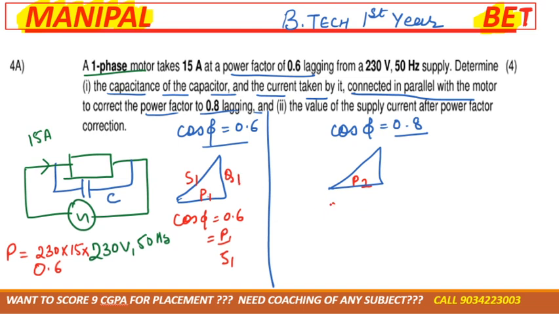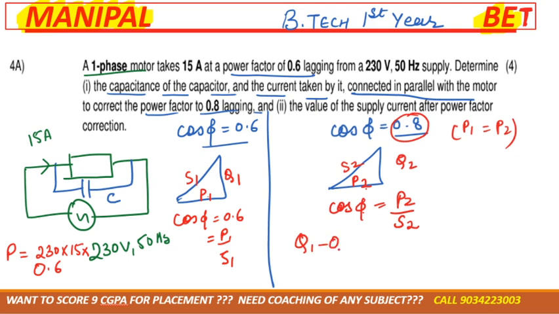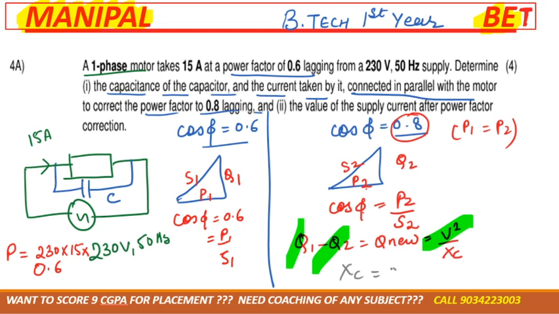Similarly, cos phi is equal to P2 by S2, and P1 is equal to P2. So cos phi also, that is 0.8. Get S2, Q2. Then again you will do Q1 minus Q2 is equal to Q new, that is equal to V square by XC. So from this Q1, Q2 and voltage you can get XC, from XC you can get C by the formula 1 by 2 pi f.